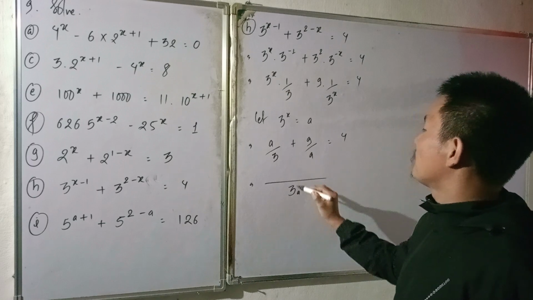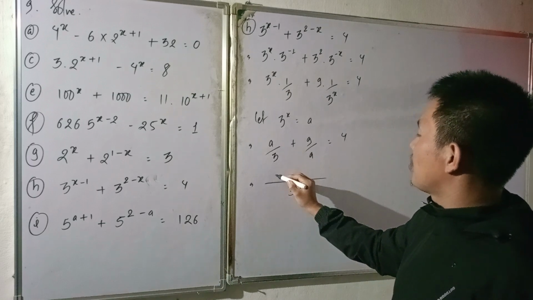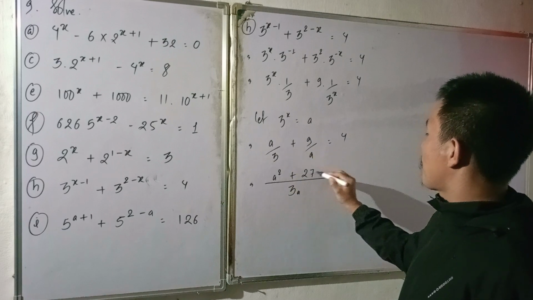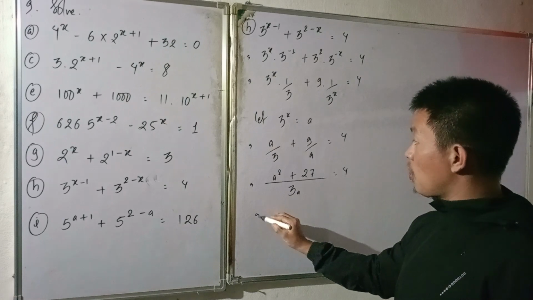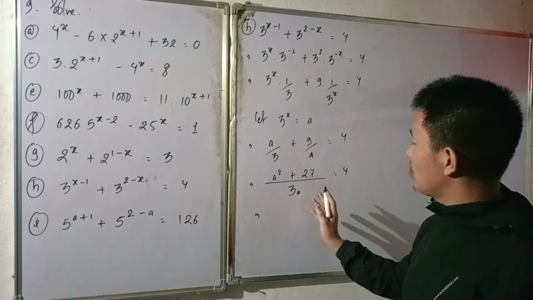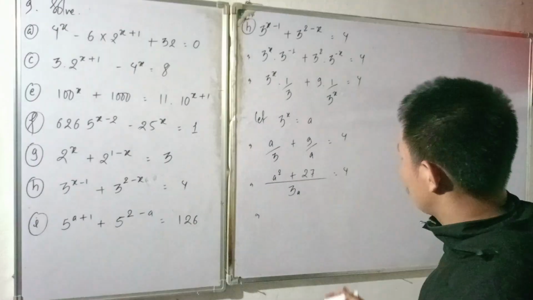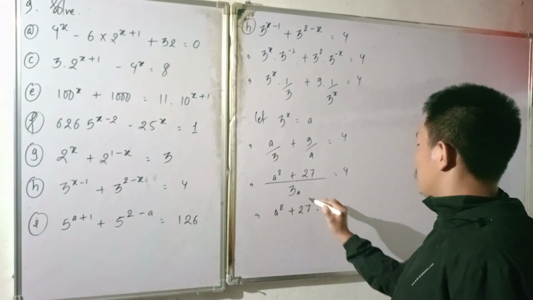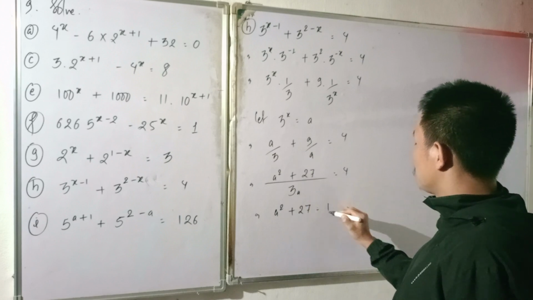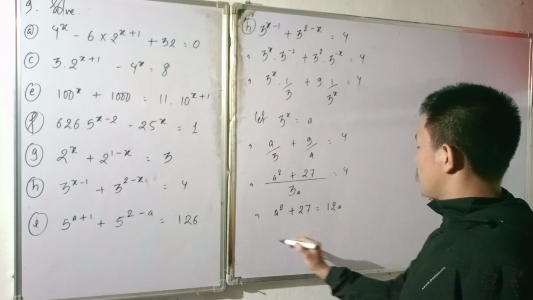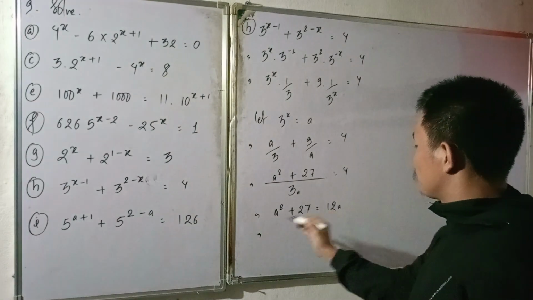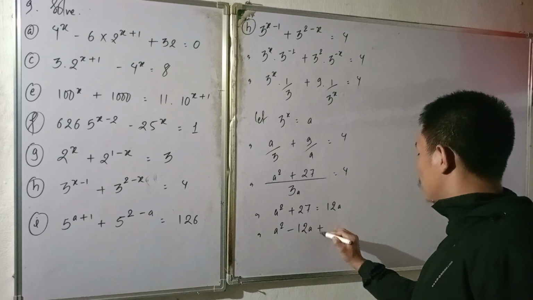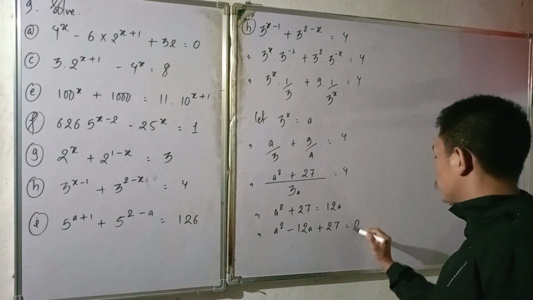You will get LCM 3 times a. So a times a, that will be a square, and 3 nines are 27, is equal to 4. You must know how to take the LCM and simplifications. I'm not going into the details. A square plus 27. Now 3 times 4, just cross multiply this. This will be 12a. So try to bring this all into the left hand side. This will become a square minus 12a plus 27 equals 0.